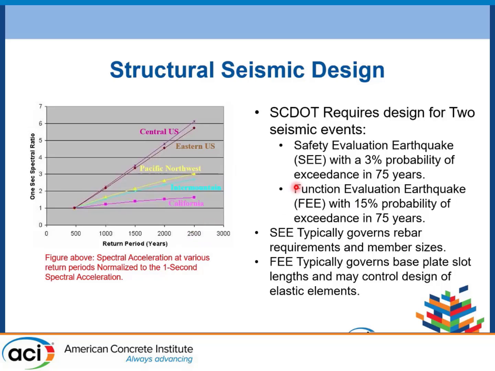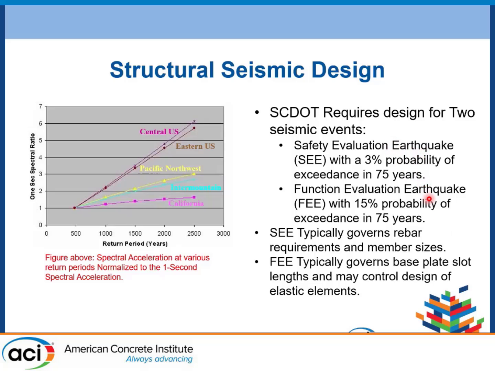And this slide just kind of articulates some of what Lee Marsh mentioned a minute ago relative to the difference between a 500-year return event and a 2,500-year event for, say, South Carolina. Whereas, say, in California, there's not much difference between a 2,500-year event and a 500-year event. In South Carolina, it's the magnitude of, like you mentioned, approximately 6. So that's why we have two events that we design for, and why we use the 2,500-year event for that safety evaluation earthquake.